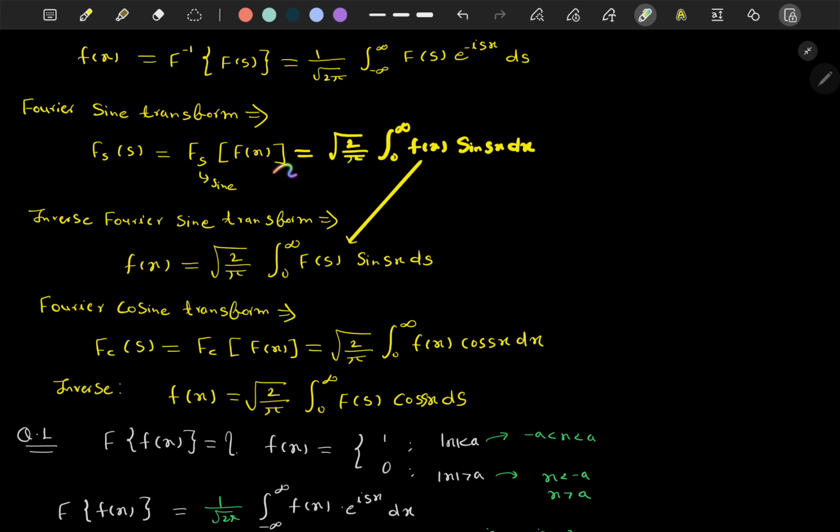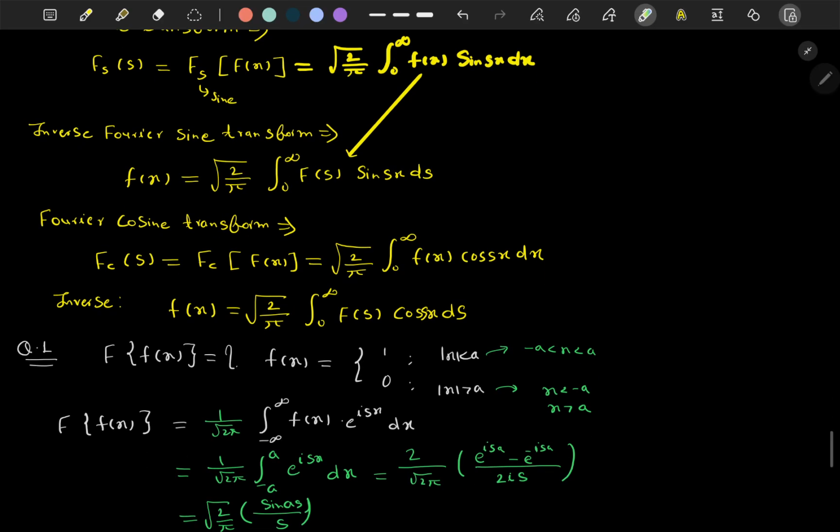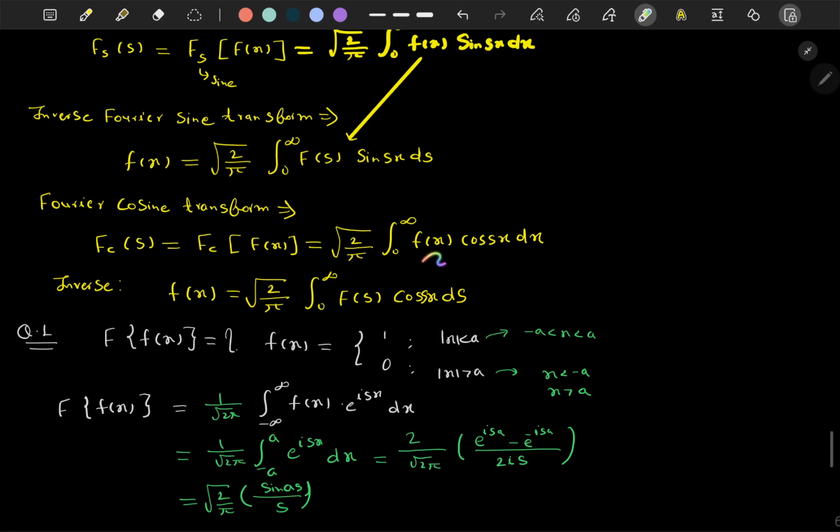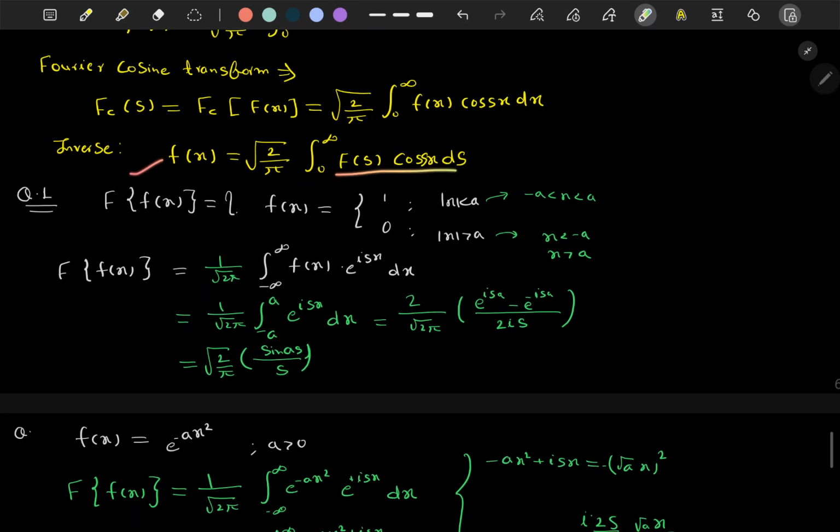So in the simple Fourier sine transformation, we are doing integration with respect to x, which is our function, but in the inverse sine transformation we will do integration with respect to ds, and here the function of s, which is the sine transformation. Now the Fourier cosine transformation, root 2 upon pi, 0 to infinity, f of x cos sx dx, and the inverse is the same, only the variable change will be there.